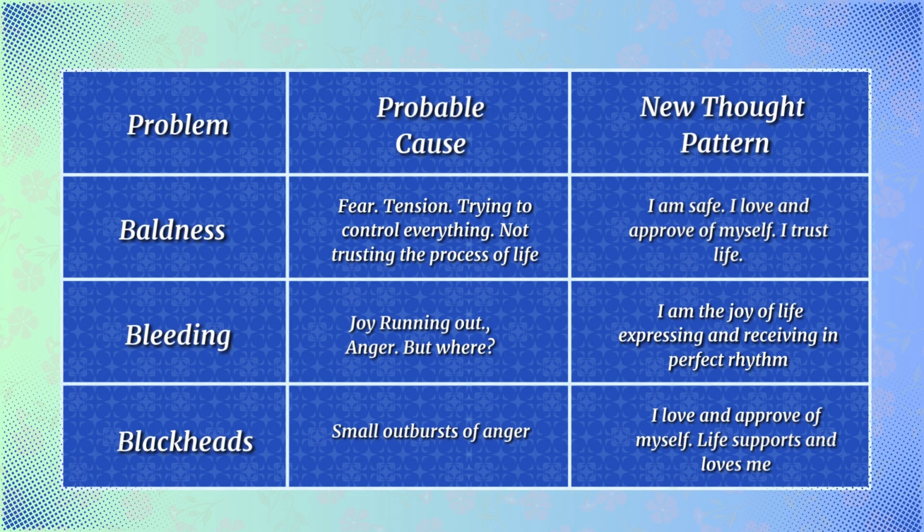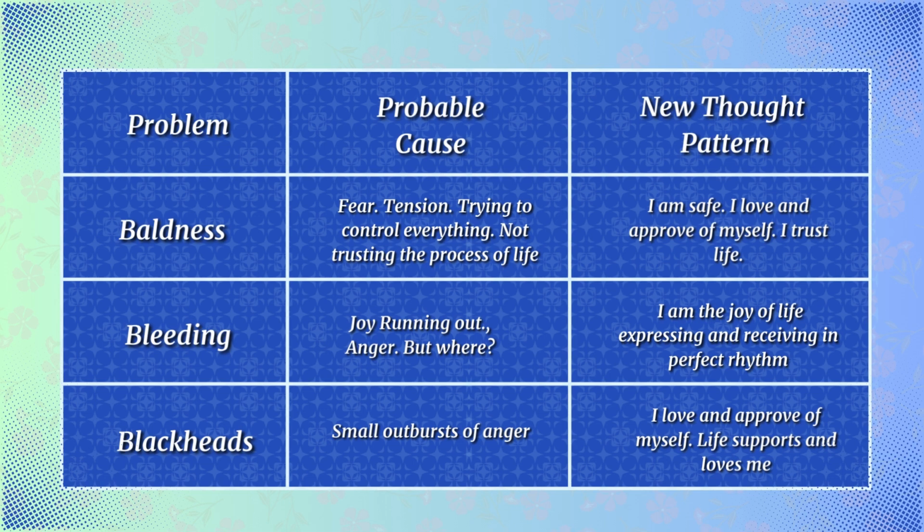So when you have a lot of fear, a lot of tension, when you're trying to control each and everything in your life, when you are a very controlling person, you want to control the reaction of each and every person, you start losing hair, you start having hair fall, and ultimately it leads to baldness. In order to change that, you need to have a new thought pattern, which is: I am safe, I love and approve of myself, and I trust life. You need to go with the flow of life. Everything cannot be planned, and everything cannot go as per your thinking and plans. So you need to understand that.